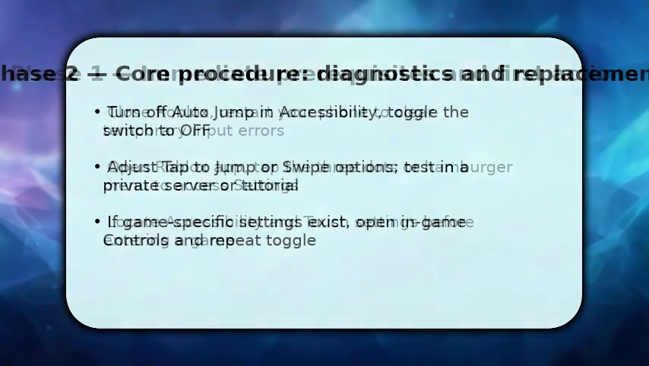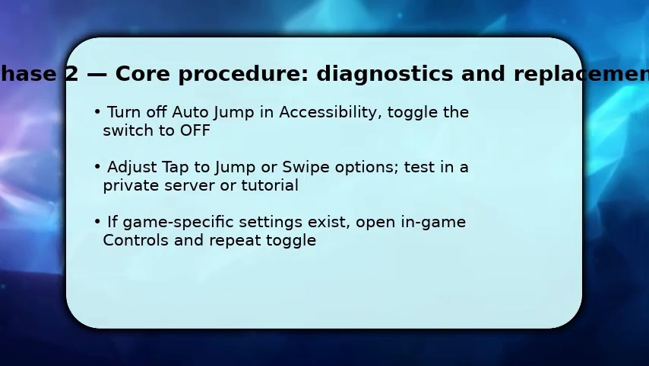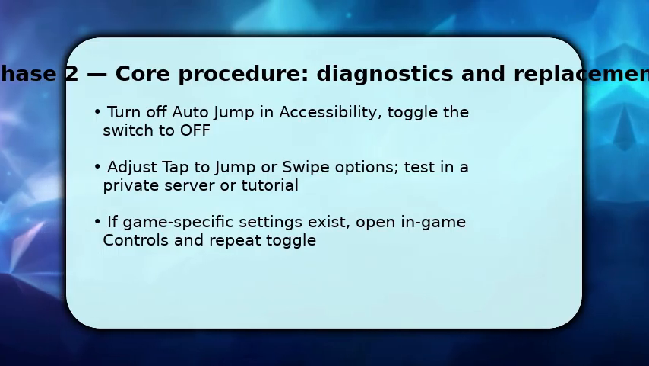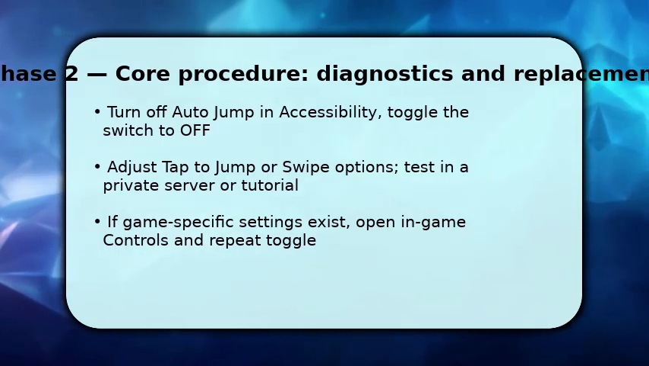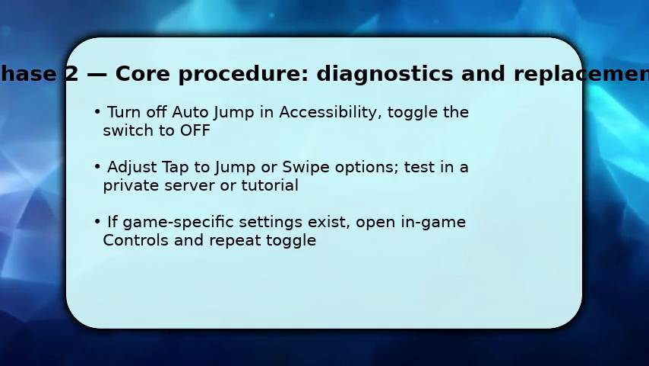You now disable the auto jump feature. In accessibility, set auto jump to off and confirm the toggle stays disabled. Once done, adjust tap to jump or swipe to jump settings so your input method matches. This prevents accidental jumps from taps or gestures.